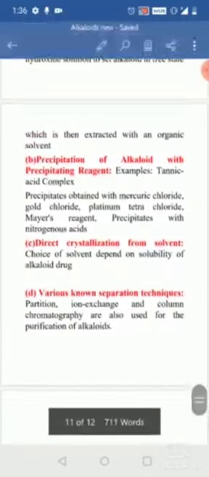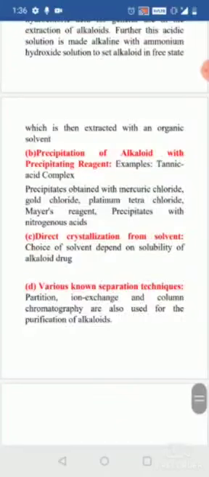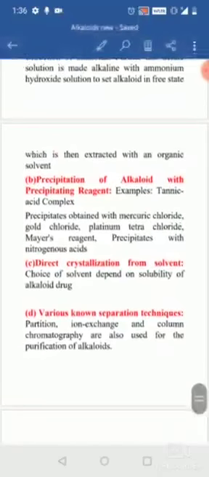For example, if you take tea, the tea contains tannins like catechin, and along with that it contains the alkaloids caffeine, theobromine and theophylline. If you want to remove the tannin, you just treat with mercury chloride, which precipitates the tannins as the tannic acid complex, and you can get the remaining alkaloid.